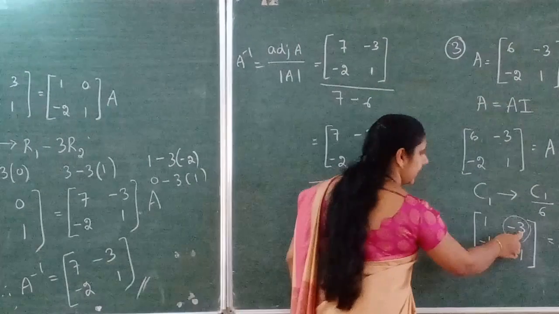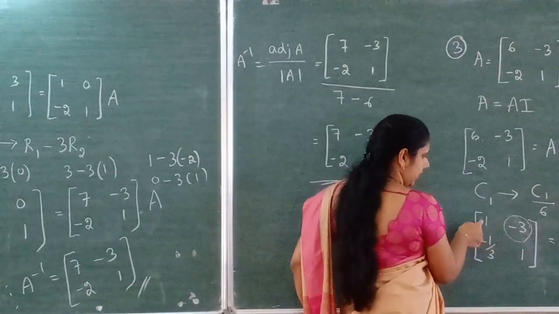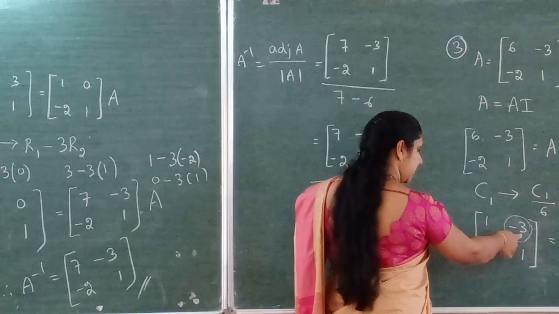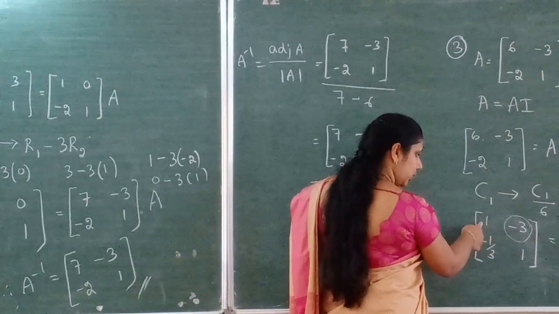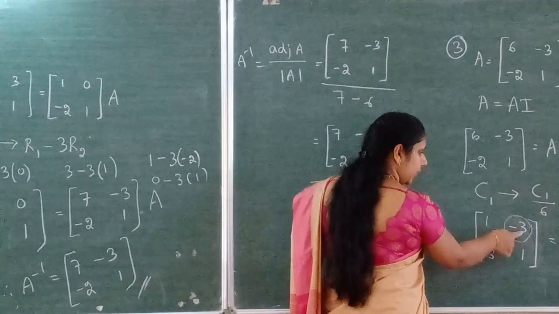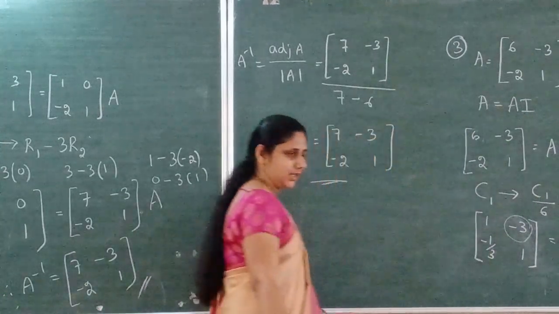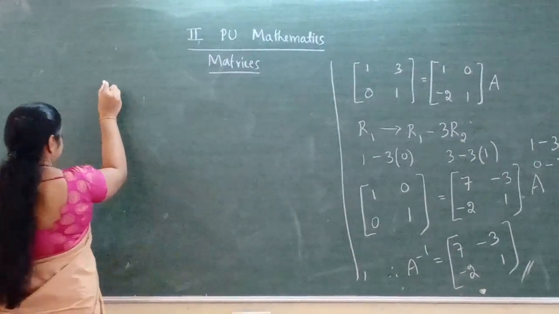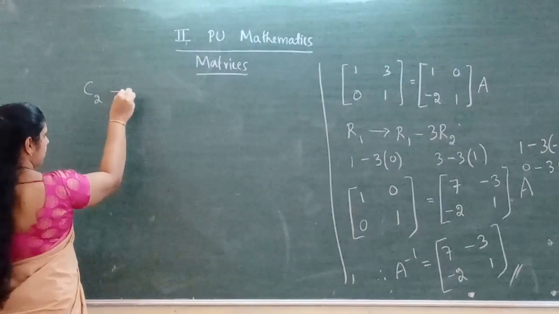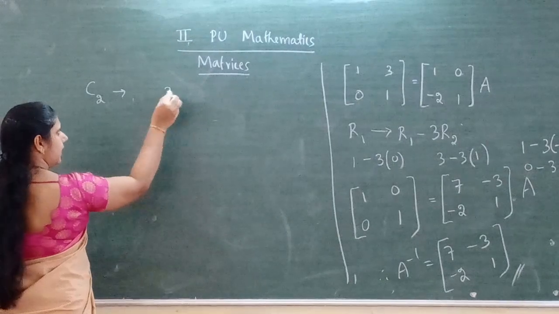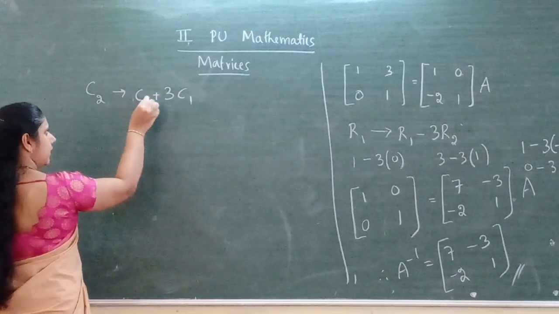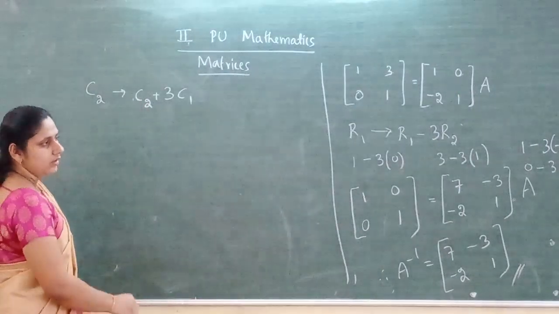So here in the second column we have minus 3. In the first column we have 1. So you have to change C2. If I multiply 3 to the first column, then add it to the second, we have this element as 0. So I will do the operation. C2 goes to, first you have to multiply 3 to the first column, then add it to the second.